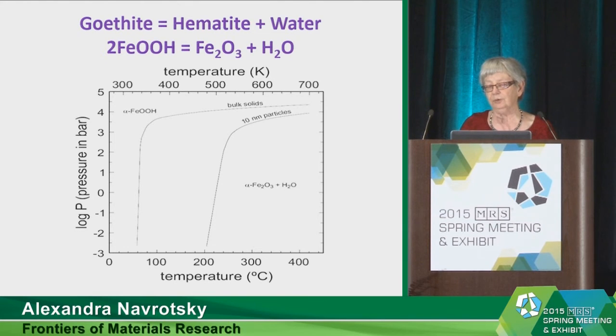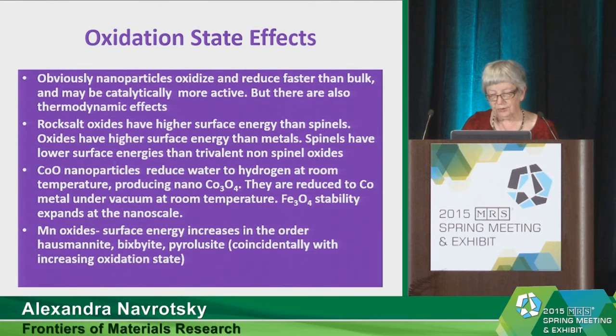Same sort of thing holds then if you're making materials for technological applications. They will dehydrate and coarsen often simultaneously. That is, once the temperature is high enough to get rid of the water, then the particles can also come together and coarsen. Oxidation state effects.